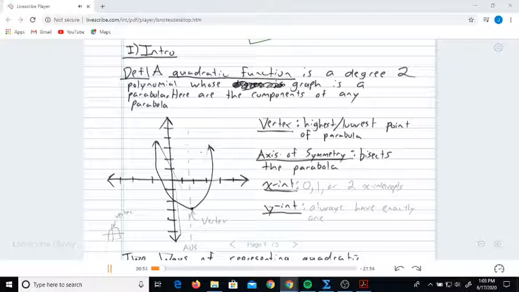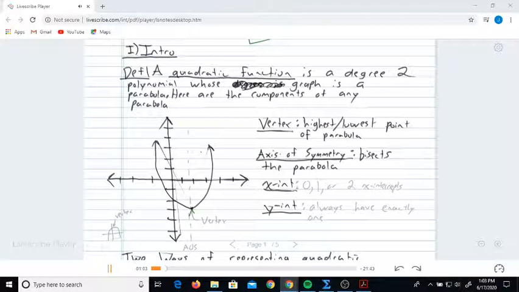Now let's go ahead and briefly discuss the components of a parabola. The first and most important component of any parabola is the vertex. The vertex is the highest or lowest point of the parabola. So if we look at this visual example, that's our vertex right there, at that point. Now, it depends on which way your parabola opens. You can have a parabola that opens up or a parabola that opens down. If it opens upwards, then the vertex will be your lowest point.